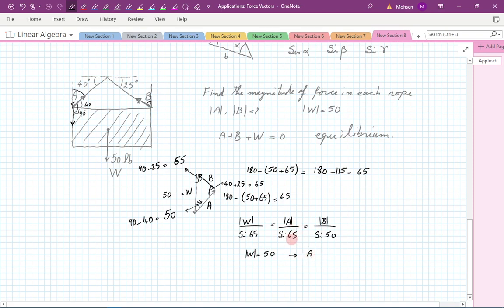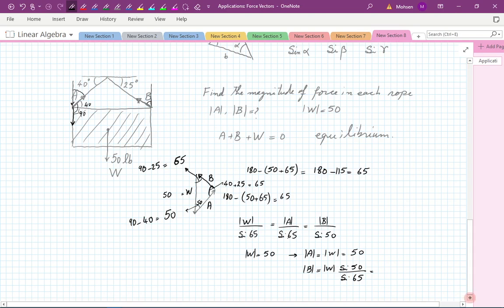In this case, by coincidence, the denominators are the same, so the absolute value of A is same as the absolute value of W, and that's going to be 50. And B is going to be, where we cross multiply, weight of the object times sine of 50 divided by sine of 65. Use your calculator and then round it to as many decimal places as the problem asks you to write it down. Okay, so this is one way of handling this problem.